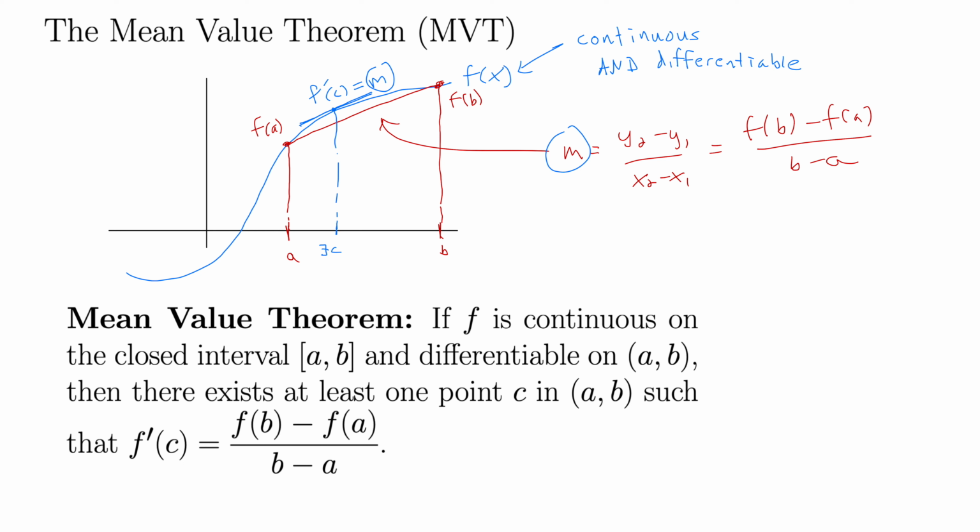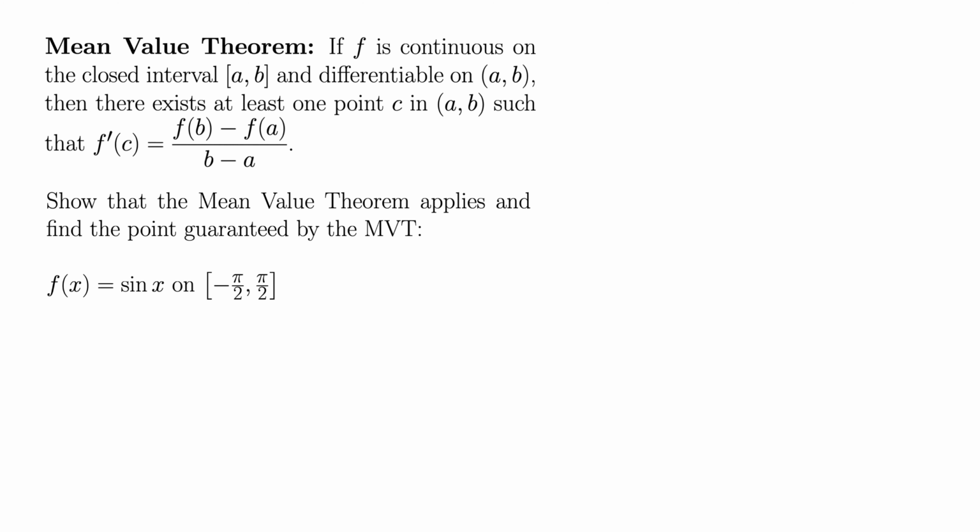I'm not going to prove this right now. There's a nice proof in pretty much any calculus book. There's also plenty of videos out there. I may link to a video or share one at some point, or maybe do my own proof at some point. For now, let's go on to an example. So I'll leave the mean value theorem up, and below it we have the example. Show that the mean value theorem applies and find the point guaranteed by the MVT. We're given the function f of x equals sine x on the interval negative pi over 2 to pi over 2.